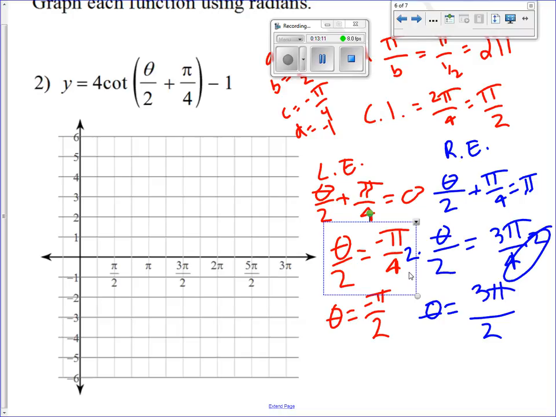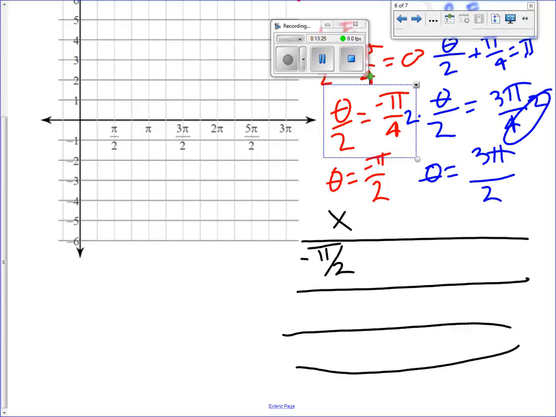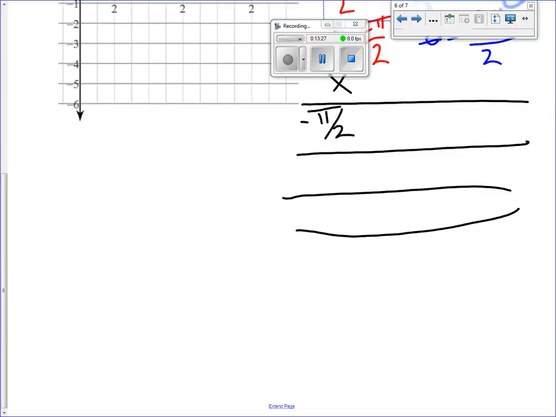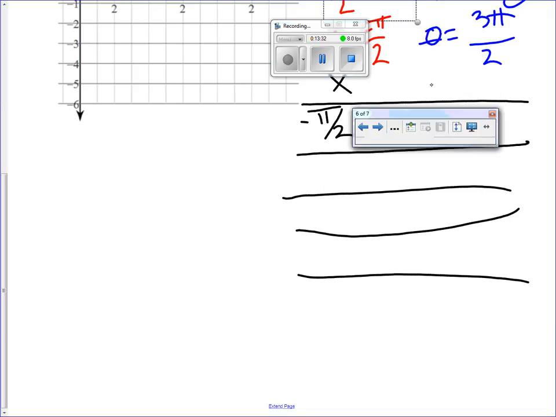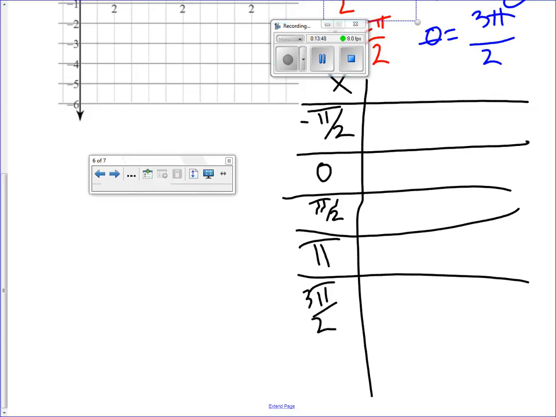And now I'm ready to make a table. My x values. There's the first one, and I'm going to leave myself 3 blanks. And then the last one is my right endpoint, which is 3 pi over 2. And then my counting interval was pi over 2. So I'm adding pi over 2 each time.